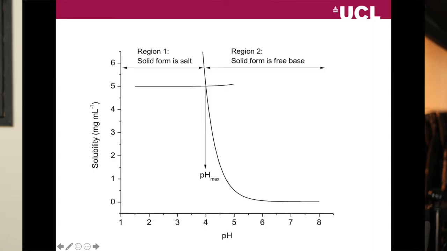And for an acid, it's the other way round. It's generally insoluble at low pHs, and it becomes more soluble at high pHs. Why is the question? And the answer is, it's the common ion effect.